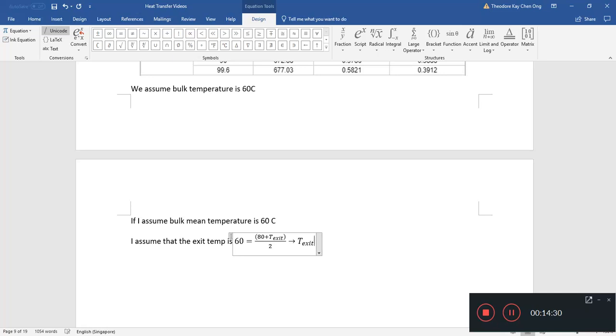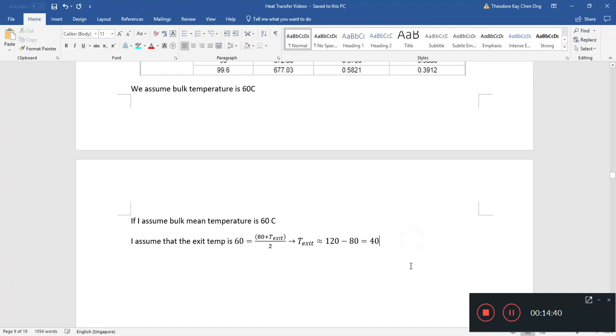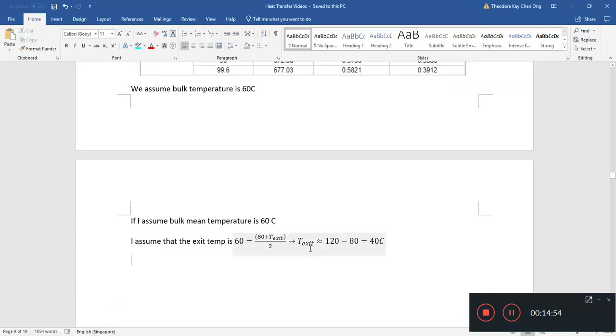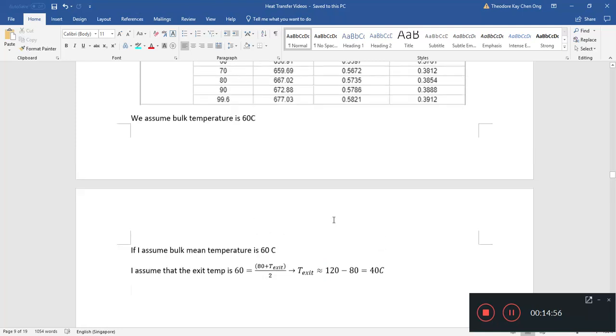Okay, approximately 120 minus 80 equals 40. It's not too shabby an assumption, right? 40 degrees C outlet temperature. It's somewhere in between 80 and 30. That's good enough. Okay, so I'm assuming the exit temperature is 40 degrees C. That's my initial guess. So once I take the initial guess, what happens?